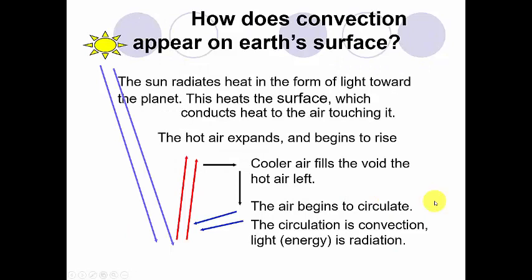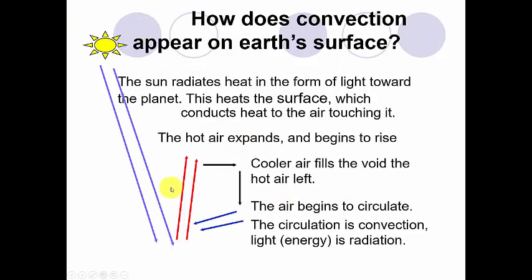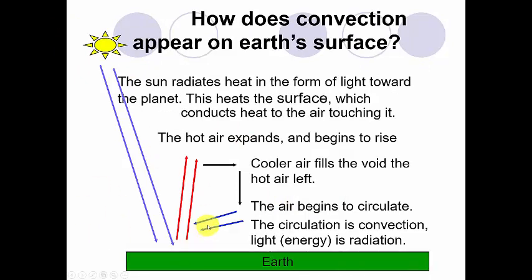How does convection appear on the Earth's surface? Convection also happens below the Earth's surface, and it actually causes plates to move, and we'll talk about plates next. So this is the source of movement of plates, because of the heat energy and the heat transfer of the convection in the mantle. There is also convection above the Earth.